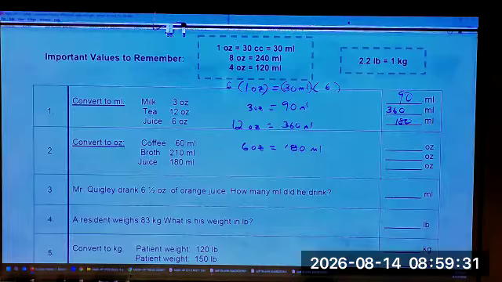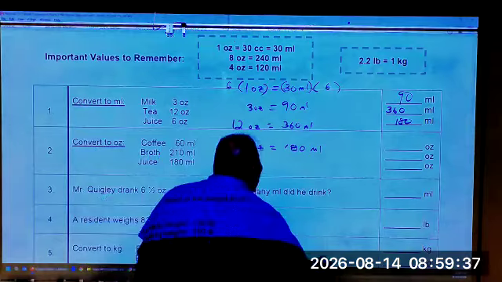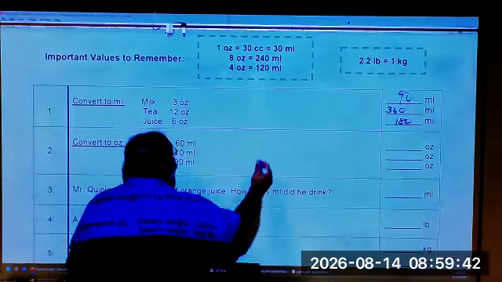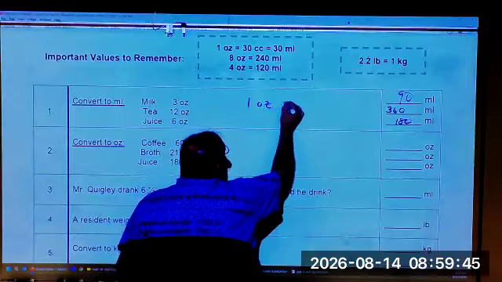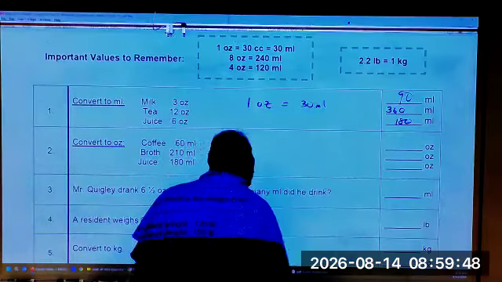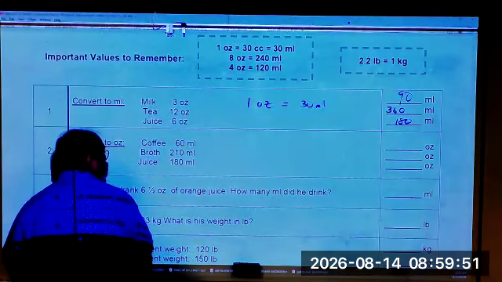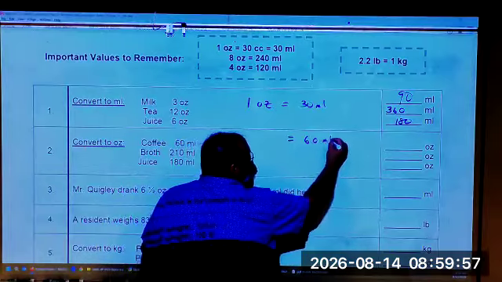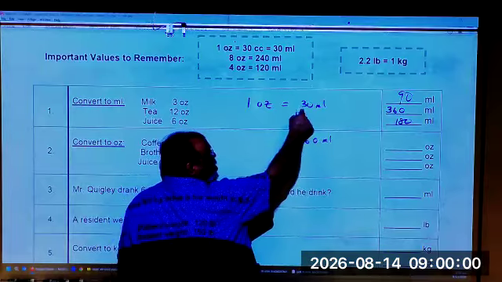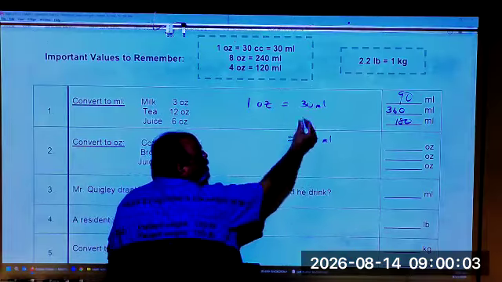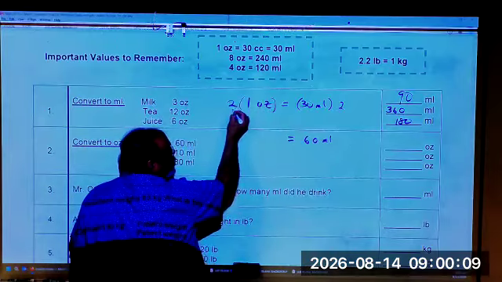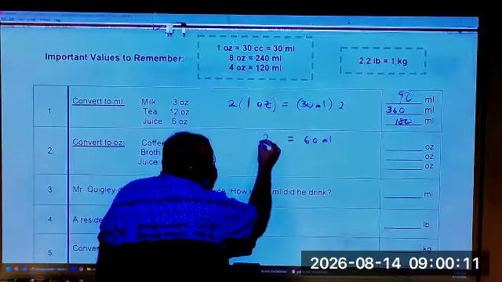Now we got to go from milliliters into ounces, so we go the other way. Same conversion though. So we know 1 ounce is equal to 30 milliliters. We want 60 milliliters. What do you have to do to a 30 to make it a 60? Multiply by 2. So if I multiply this side by 2, I gotta multiply this side by 2. 2 times 1 is 2 ounces.